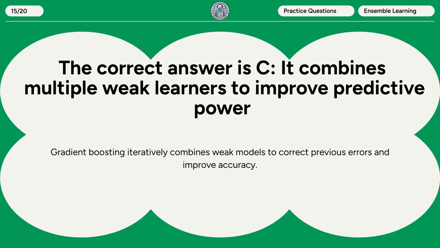The correct answer is C. It combines multiple weak learners to improve predictive power. Gradient boosting iteratively combines weak models to correct previous errors and improve accuracy.